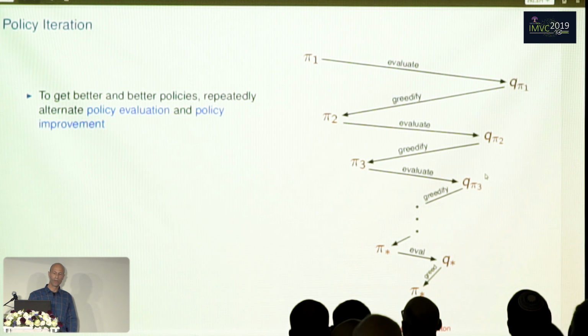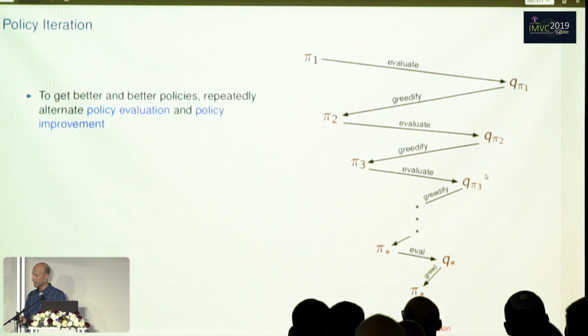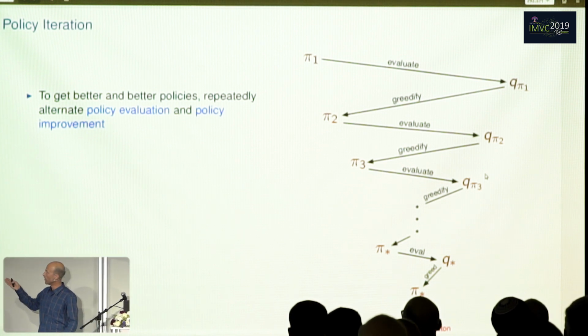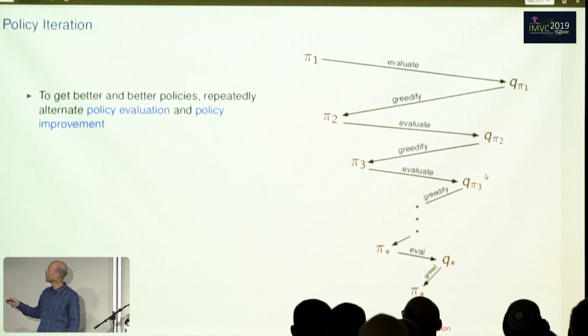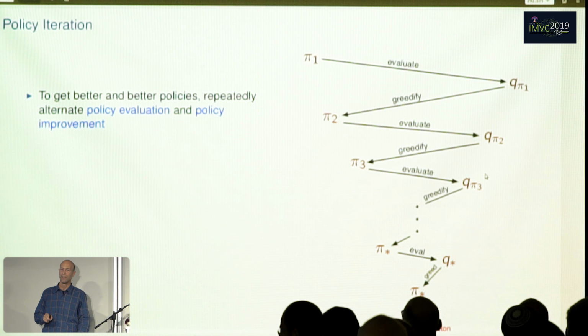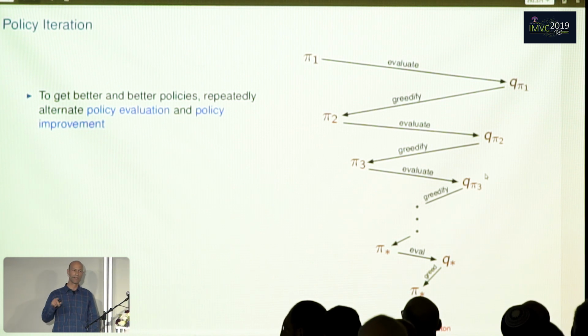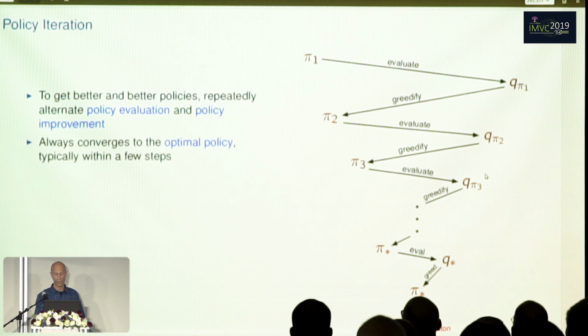So this gives us a way to get better and better policies. The way to do so is by repeatedly alternating policy evaluation and policy improvement. On the right-hand side, you can see an illustration of how it happens. We can start from any random policy pi1, run policy evaluation, compute the Q values, and then run policy improvement, or greedification, to get a new policy, then evaluate the new policy and improve it, and so on. This process is guaranteed to converge, typically after only a few steps, to the optimal policy.